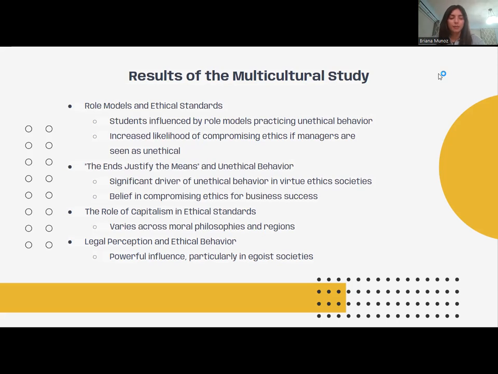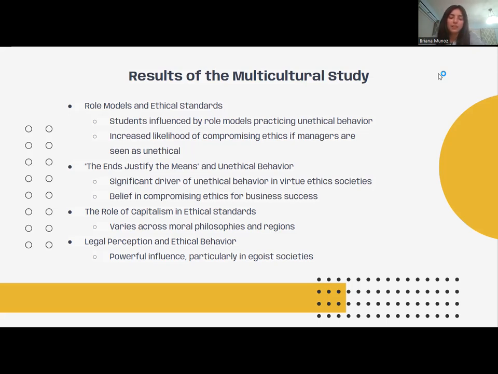And the study found that the perception that the ends justifying the means in business decisions significantly influenced unethical behavior, especially in virtue ethic societies. Students who believe that business success necessitates compromising one's ethics tend to be more ethically lenient across different cultures.